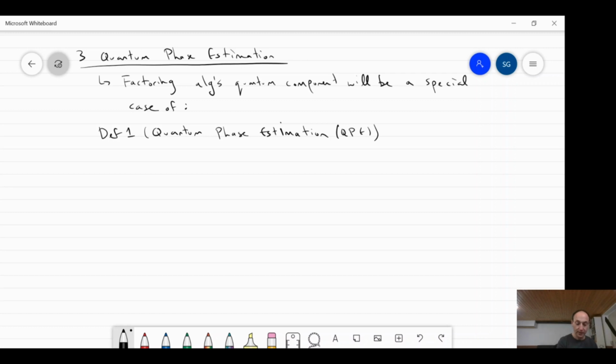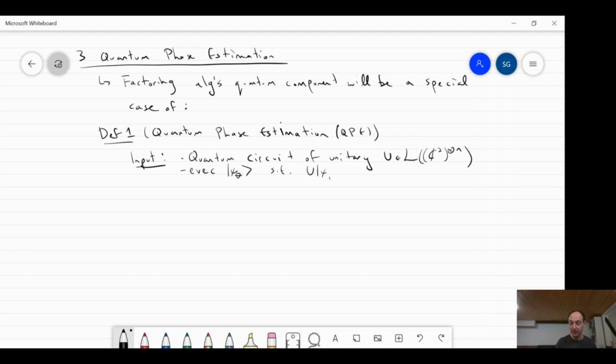And so what is the input for phase estimation? The input is going to be a quantum circuit. So you give me an implementation of your favorite unitary. This is just a linear operator, and it's acting on C2 tensor n, so n qubits. That's the first thing you give me. The second thing you give me is an eigenvector, and I'm going to call this psi theta on purpose. And the corresponding eigenvalue is U psi theta.